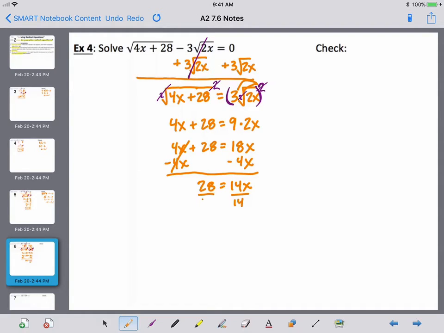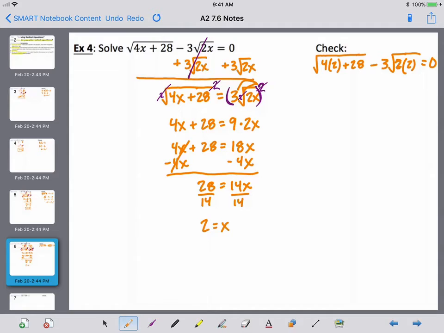And notice if we divide by 14, 28 divided by 14 is 2. So 2 is maybe our answer. Remember, before we make that decision, we've got to go ahead and check it. So way back to the beginning here, we're going to plug 2 in for x and see if that gives us what we're looking for. If we plug in 2 for both of these x's, we should end up with 0. Let's see if that happens.